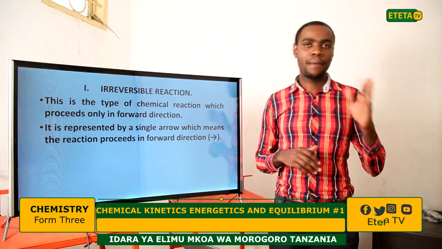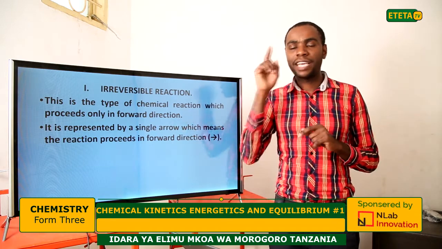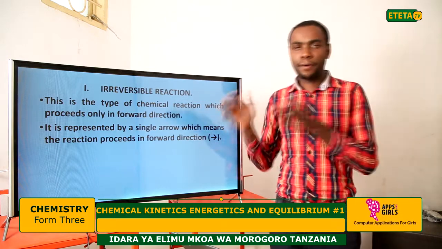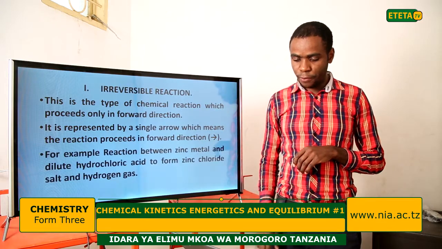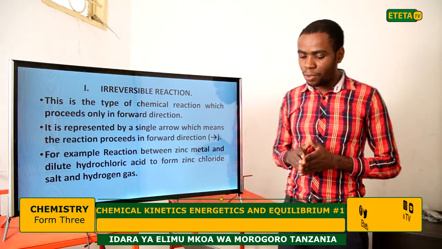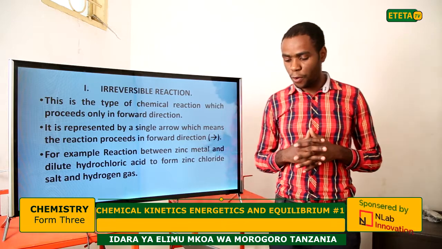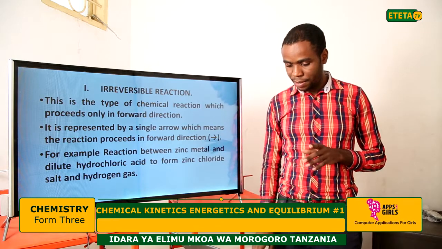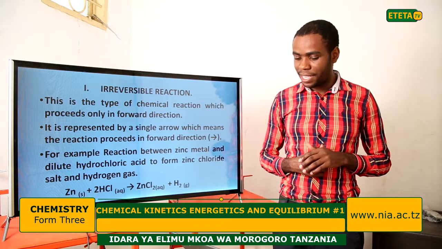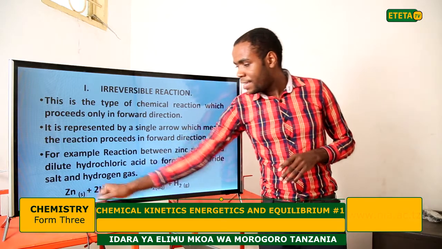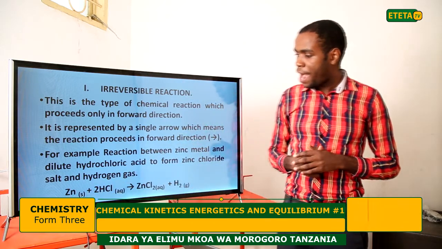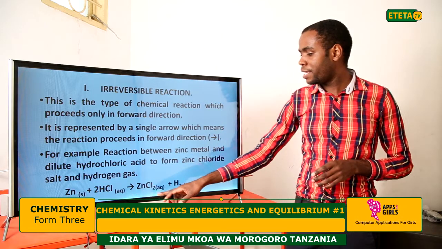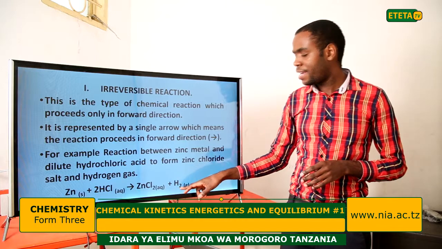For example, a certain element reacts with a certain element, we use a single arrow to show the reactant used and the product formed. Now, for example, reaction between zinc metal and dilute hydrochloric acid to form zinc chloride and hydrogen gas. The reaction is like this one here. Zinc reacting with 2 hydrogen chloride, or hydrochloric acid, and then we obtain zinc chloride and hydrogen gas.